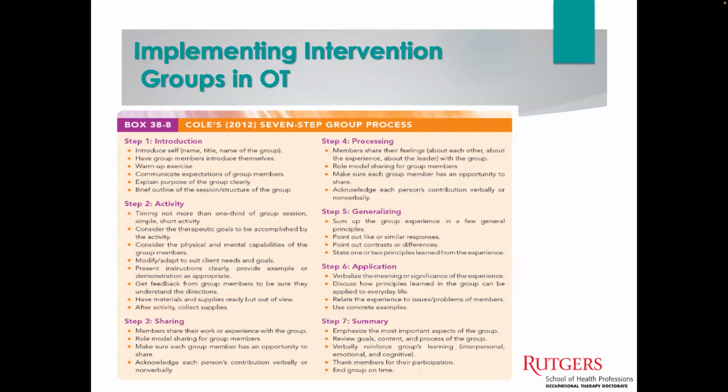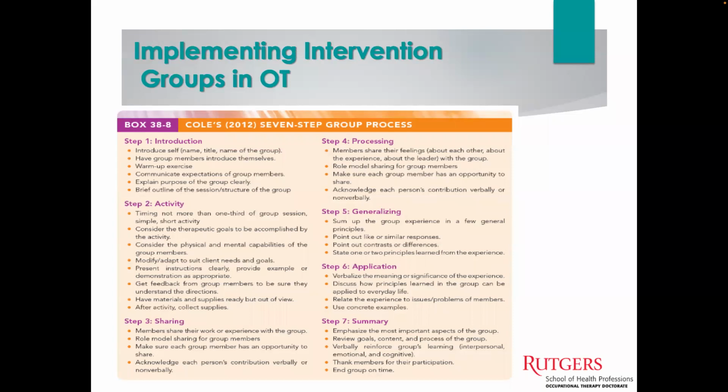So let's talk a little bit about implementing intervention groups in occupational therapy. I would strongly suggest taking a picture of this slide or marking this page in your Willard and Spackman, because this Coles 7-step group process is going to be very important when you are in your level ones and you have to implement group interventions. I believe you will have to do at least 2 group interventions. If I remember correctly, it might be 2 or 3.